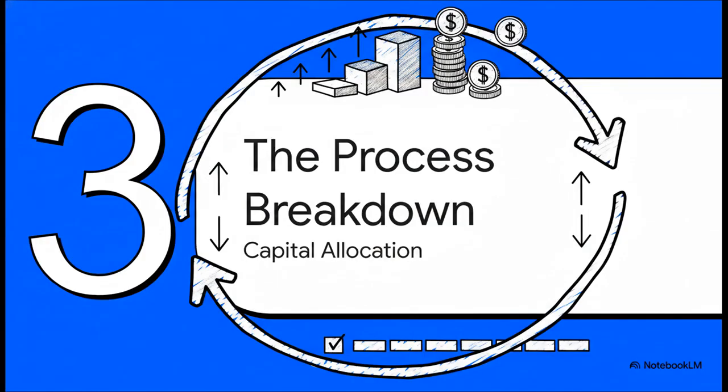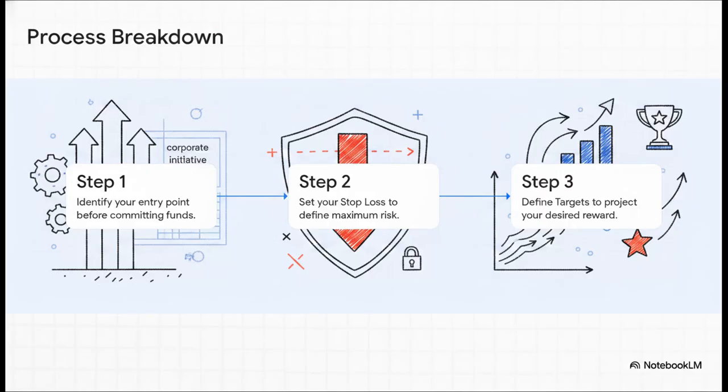Okay, Section 3, the process breakdown. Let's turn this math into a repeatable framework for your capital allocation. The true beauty of this framework is just how incredibly simple it is. Seriously, whether you're trading a digital asset or launching a massive new corporate initiative, the steps are exactly the same. Step 1, establish your entry point. Step 2, strictly define the maximum downside.